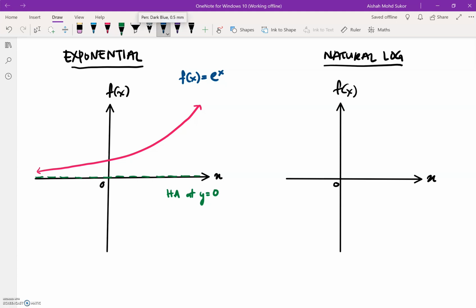For natural log, as natural log is an inverse function of e^x, therefore, the basic shape for natural log is like this. As x tends to infinity, f(x) will tend to infinity. As x tends to 0, f(x) will tend to negative infinity.